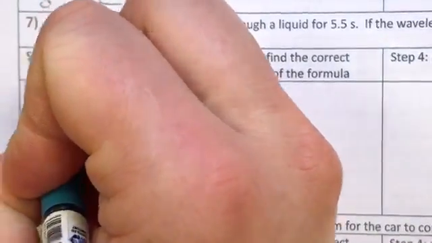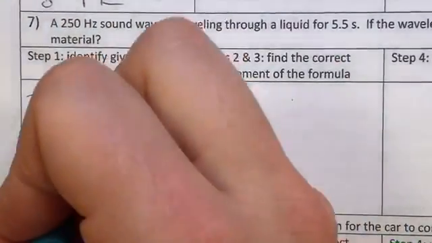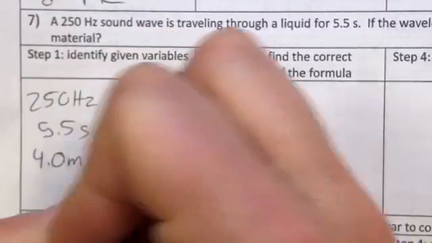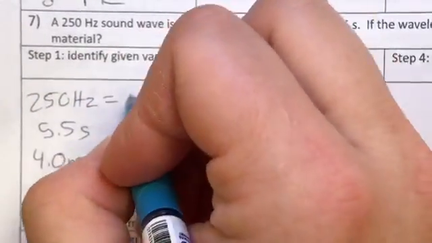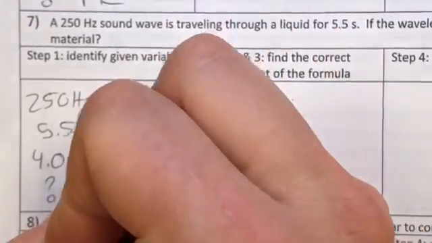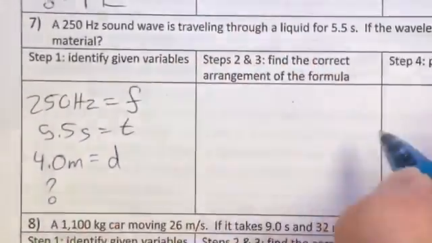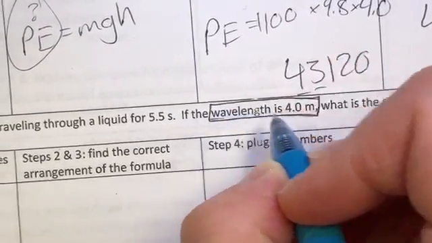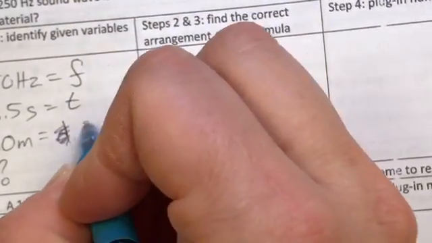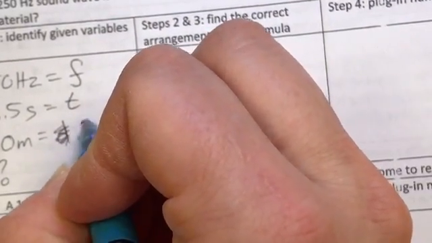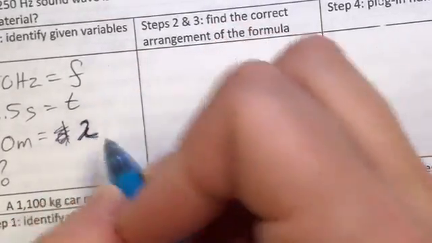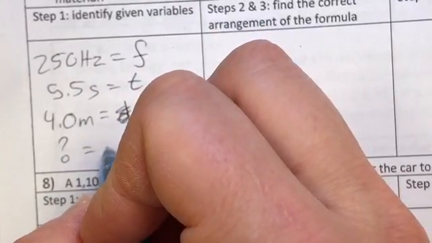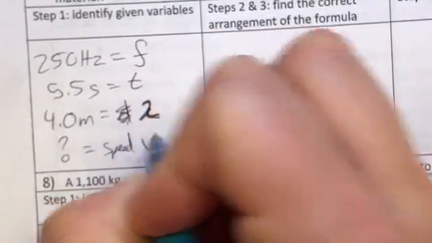We have a 250 hertz sound traveling through a liquid for 5.5 seconds. If the wavelength is 4.0 meters, it is asking for the speed. So hertz is frequency, seconds is time, meters is normally distance, but if you're careful, wavelength is 4.0 meters. So that is not distance, that is lambda. Wavelength. Question is asking for the speed. Speed, which is the same thing as velocity.